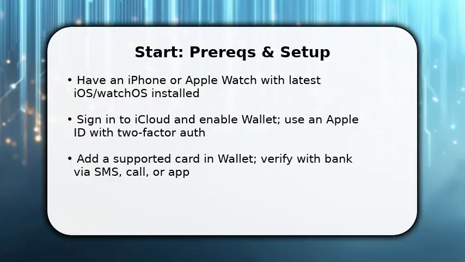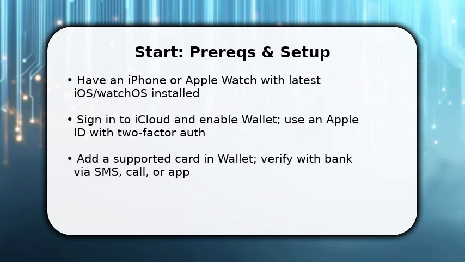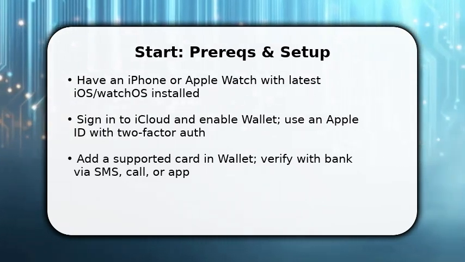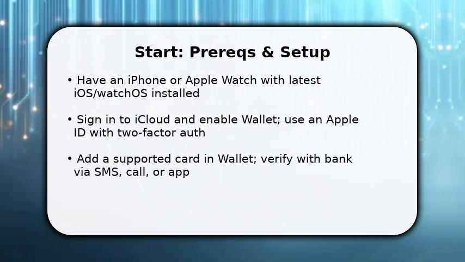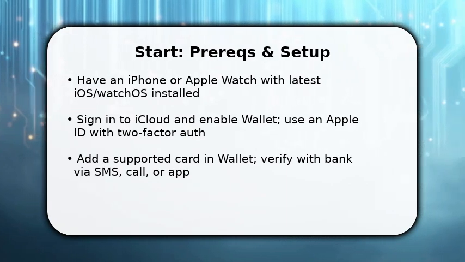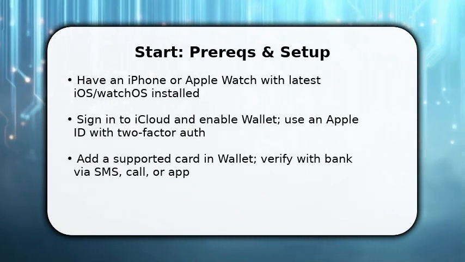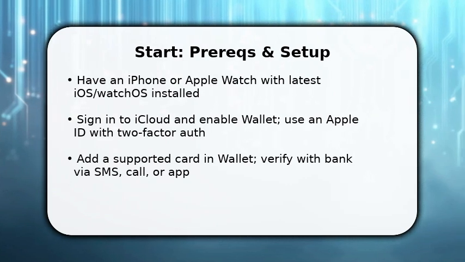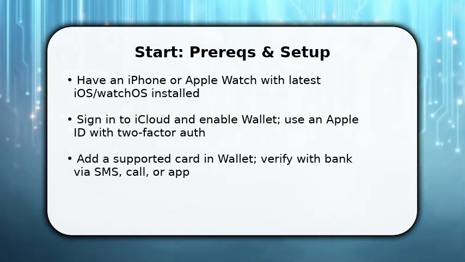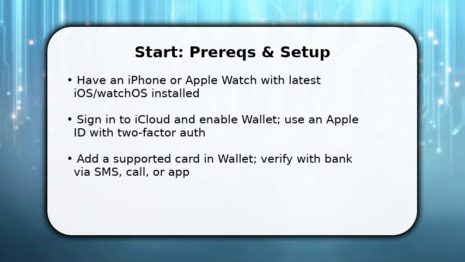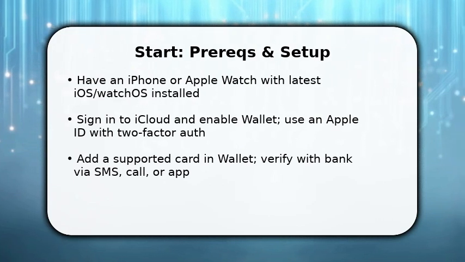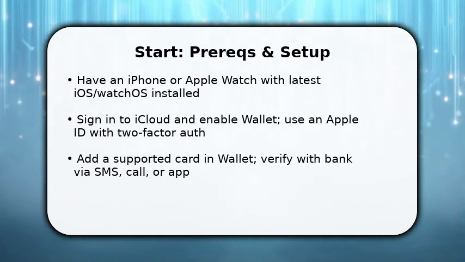You begin by confirming prerequisites and taking the first actionable steps. Make sure your device runs the latest iOS and you're signed into iCloud with two-factor authentication enabled. Open Wallet and tap the plus to add a card. Follow on-screen prompts and complete verification with your bank via SMS or their app. Once added, set your default card if desired. Doing this now ensures secure, quick payments so you can move on to configuring acceptance, terminals, and app integration.